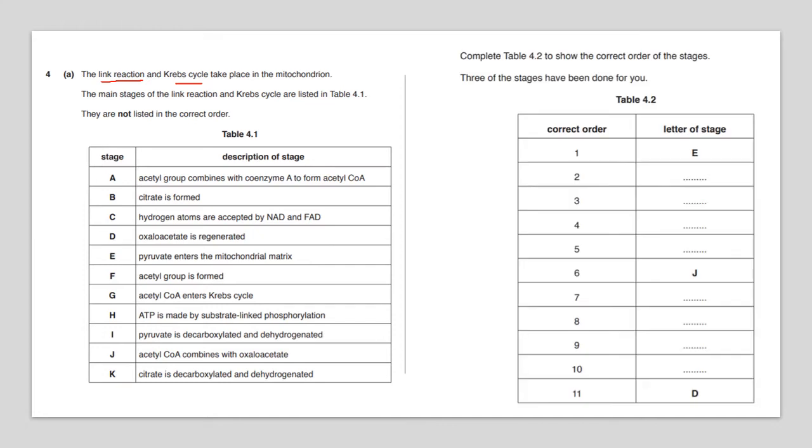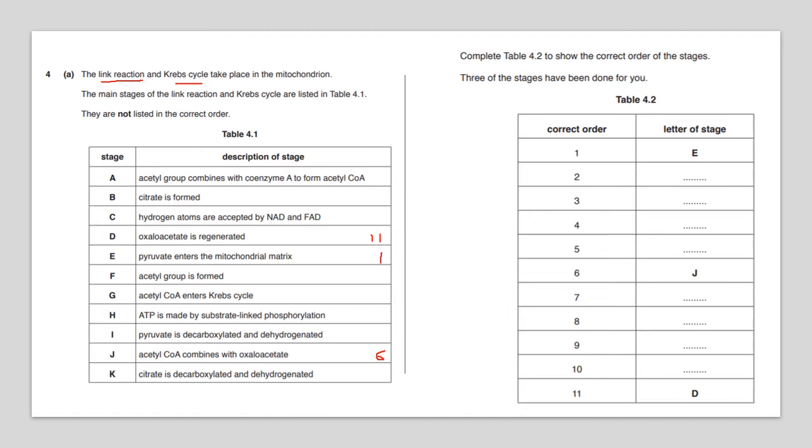So let's see what the question says actually. It says complete table 4.2 to show the correct order of the stages. 3 of the stages have been done for you. So over here, they've already told us that E is number 1. So what I would advise students to do here is to just come in and put the numbers, all right? E is number 1, J is number 6. Okay, and D is number 11. Okay. All right, so we know that, and now we are going to put in our own numbers, just to see what it should be like.